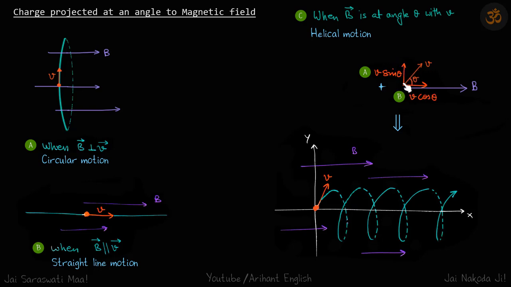Now in this case, V sin theta is perpendicular to B. So this is similar to our A case here. And this component V cos theta is parallel to B, which is similar to this case. So if you add these two cases together, the eventual path of this particle will be helical. It's like a spring.